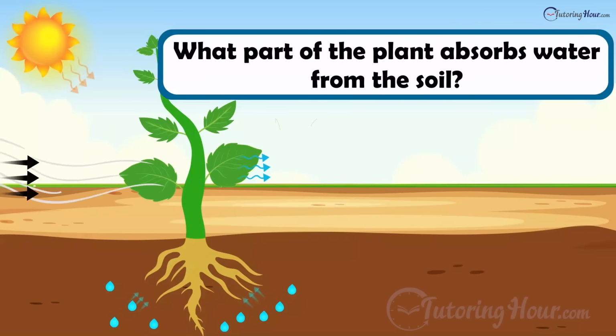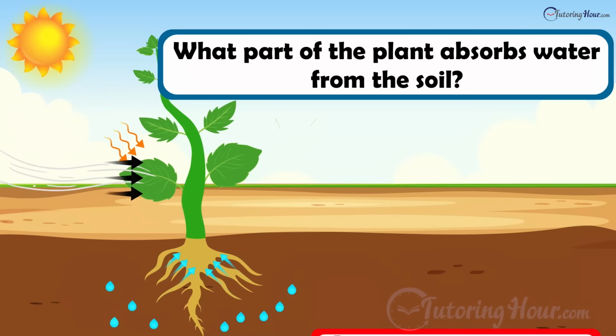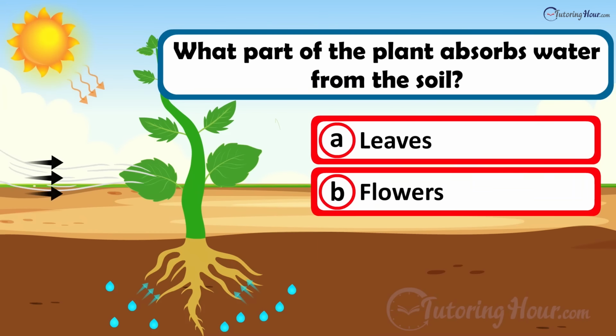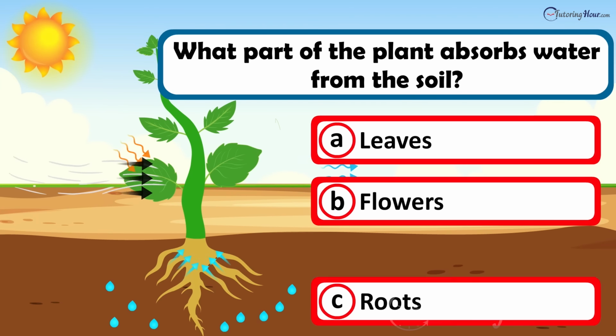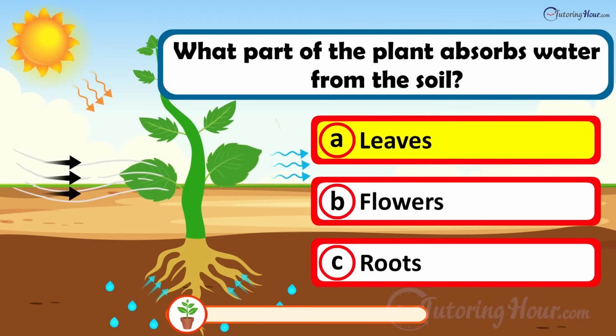What part of the plant absorbs water from the soil? A. Leaves. B. Flowers. Or C. Roots.